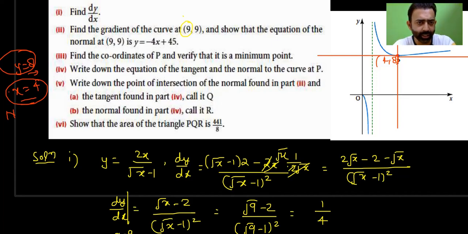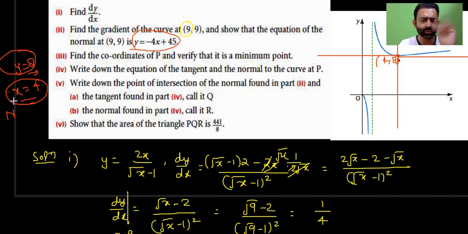Fifth part says that write down the point of intersection of the normal found in part second, means this normal y is equal to minus 4x plus 45, with the tangent and normal drawn in fourth part. Okay, whatever equations you have found out in part 4, means equation of tangent is y is equal to 8, equation of normal is x equal to 4. We have to find out the point of intersection of the normal drawn in second part, which is minus 4x plus 45, with these straight lines.